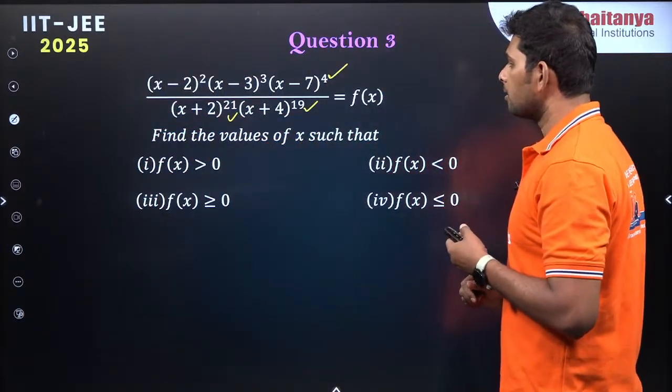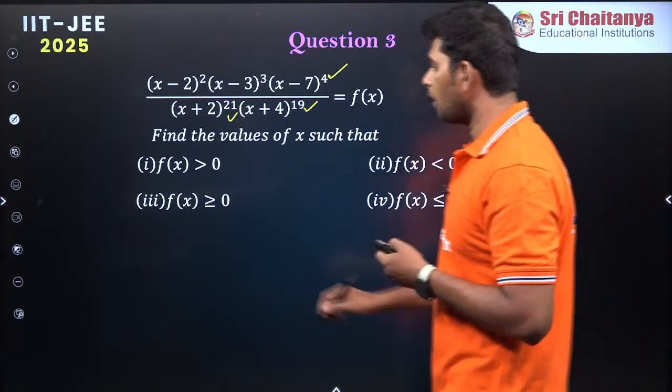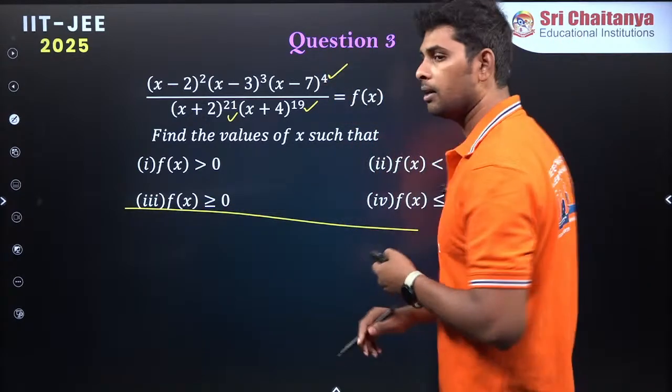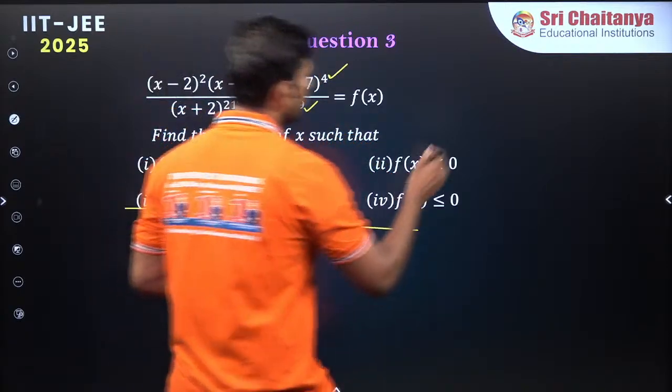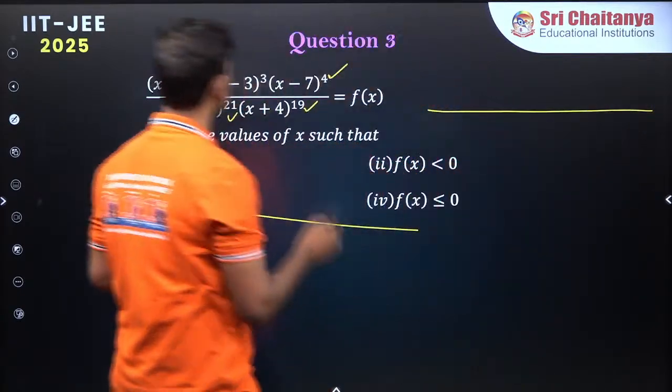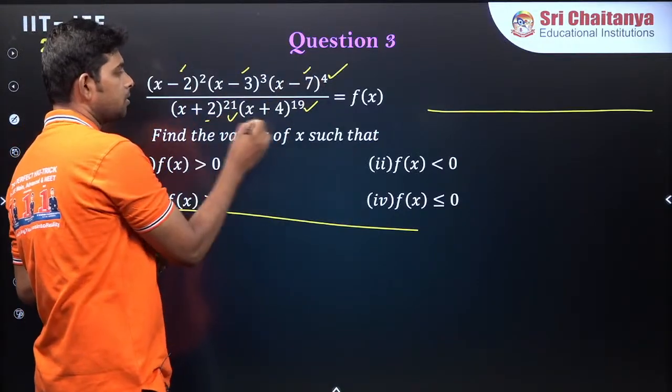Right. So let us see how we are going to solve this. These are not options. We are going to find the intervals for this. So how are we going to simplify? I am taking all the numbers which are the roots here. You can see here 2 is there, here 3 is there, 7 is there, minus 2, minus 4.